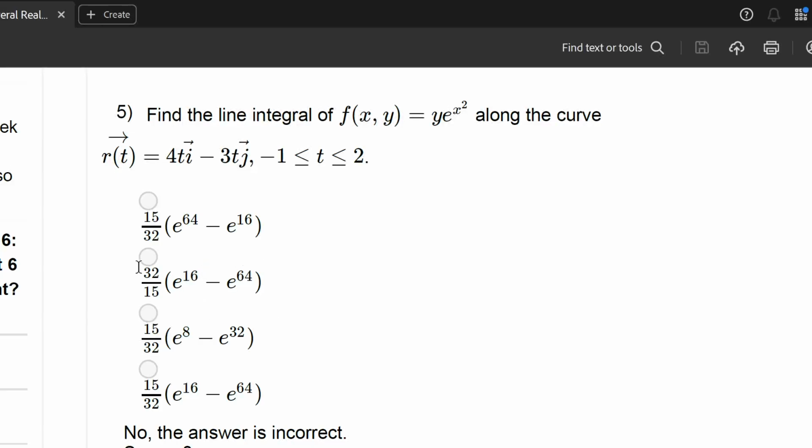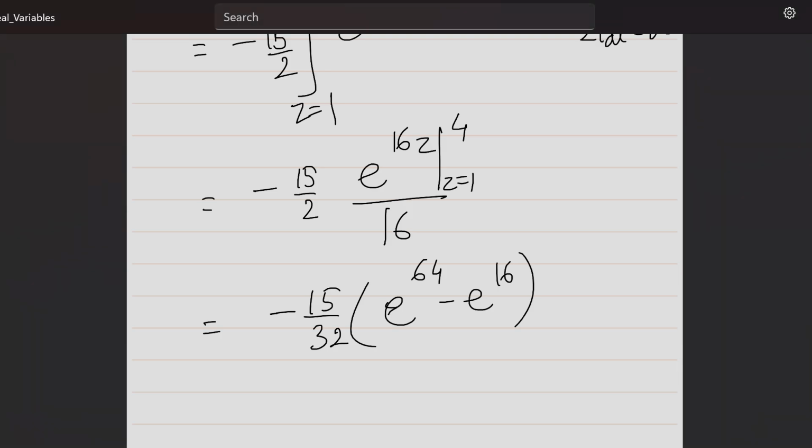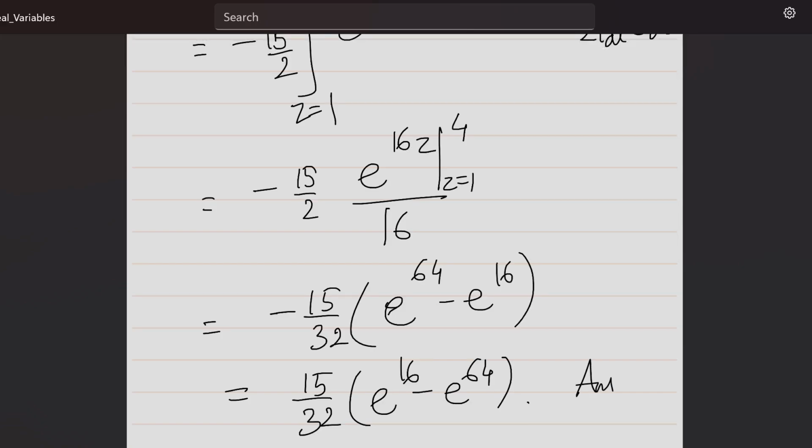So which one is correct? Minus, it should be minus, right here. Okay, so take minus common. Then you will get option number D. Yes, correct. Just take minus common so that it will look good: 15 by 32 e power 16 minus e power 64. This is the answer. Answer D.